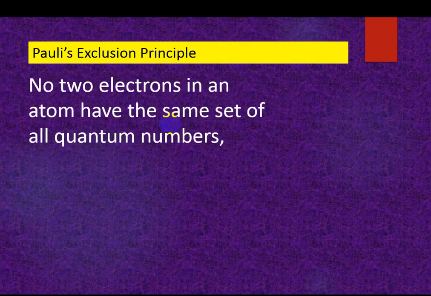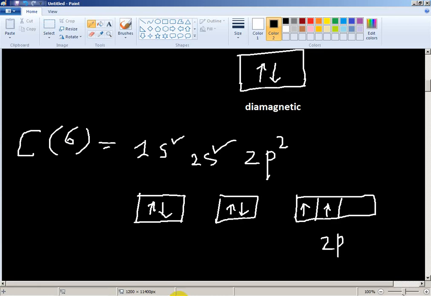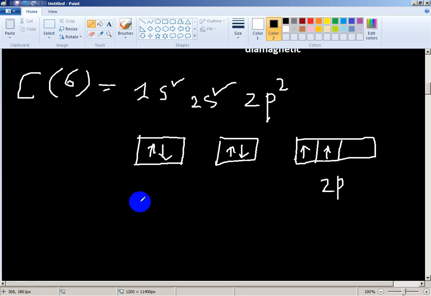Pauli Exclusion principle says no two electrons in an atom have the same set of all quantum numbers. মানে দুইটা ইলেকট্রনের চারটা কোয়ান্টাম সংখ্যা কখনো এক হয় না, একটা না একটা ভিন্ন হবে, n l m s. It should be different. So not two electrons in an atom will have the same quantum numbers.